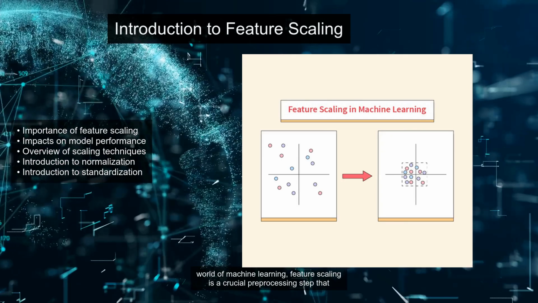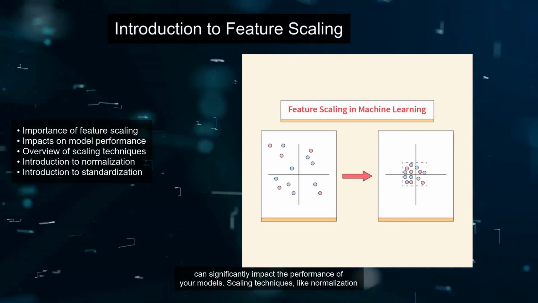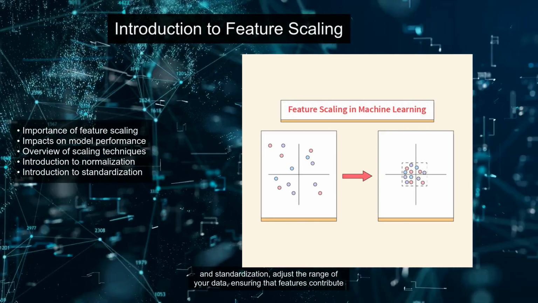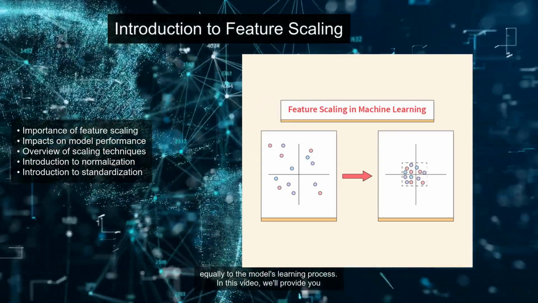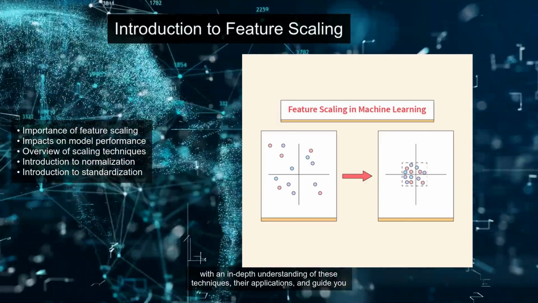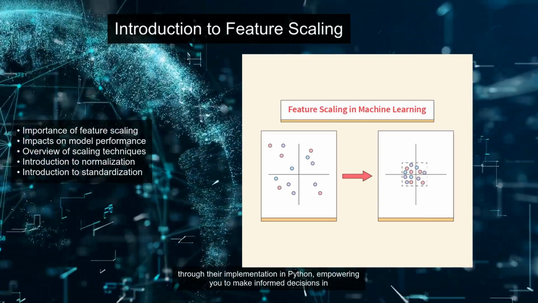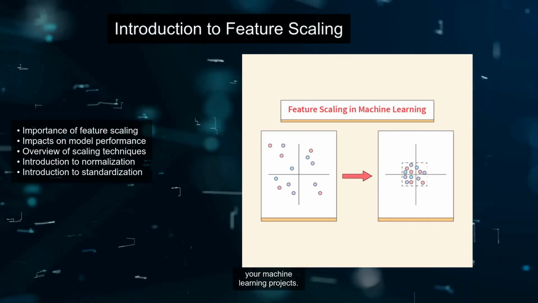In the world of machine learning, feature scaling is a crucial pre-processing step that can significantly impact the performance of your models. Scaling techniques, like normalization and standardization, adjust the range of your data, ensuring that features contribute equally to the model's learning process. In this video, we'll provide you with an in-depth understanding of these techniques, their applications, and guide you through their implementation in Python, empowering you to make informed decisions in your machine learning projects.